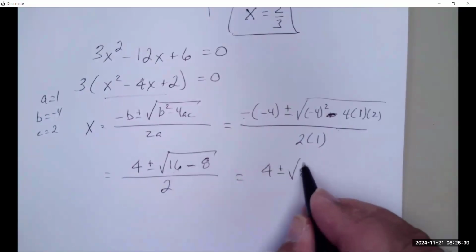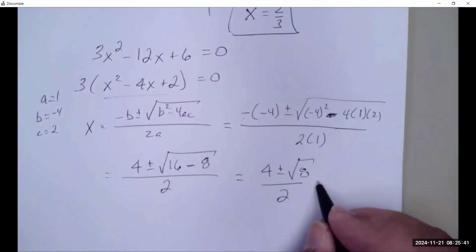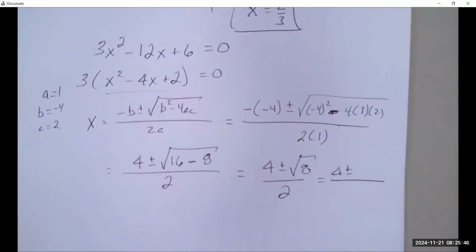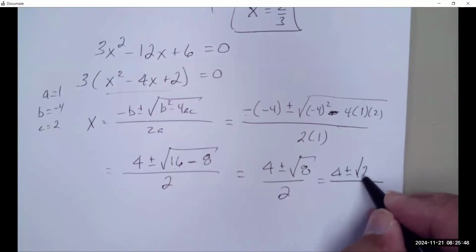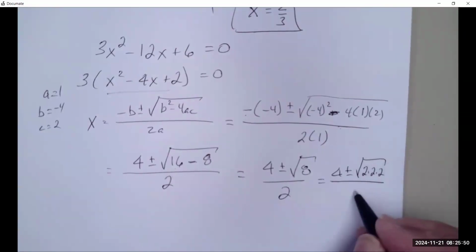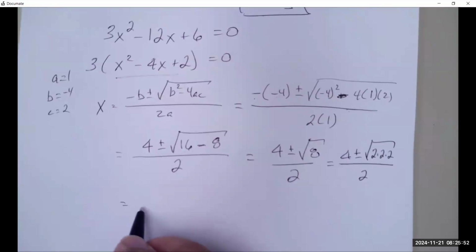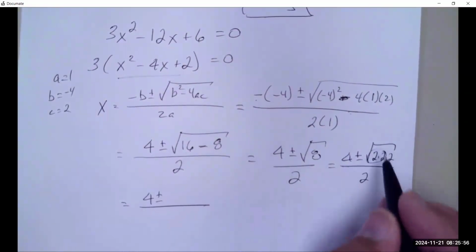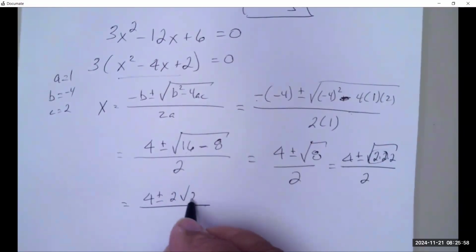16 minus 8 is 8. Eight is made up of 2 times 2 times 2. So as we've been doing all along, since we have 2 of a kind, we can pull out one of the 2's.